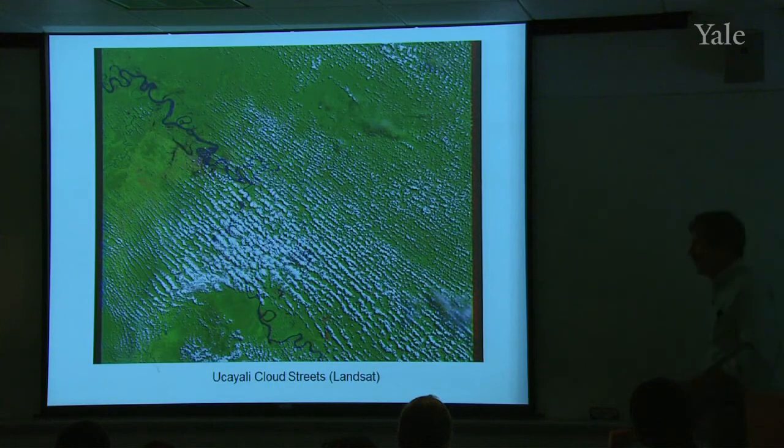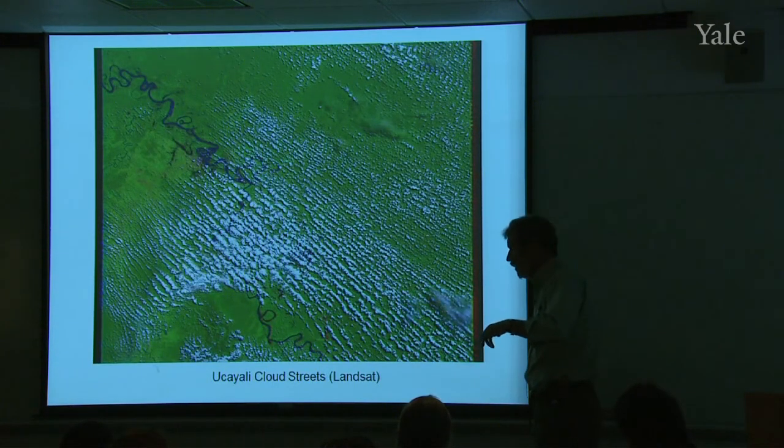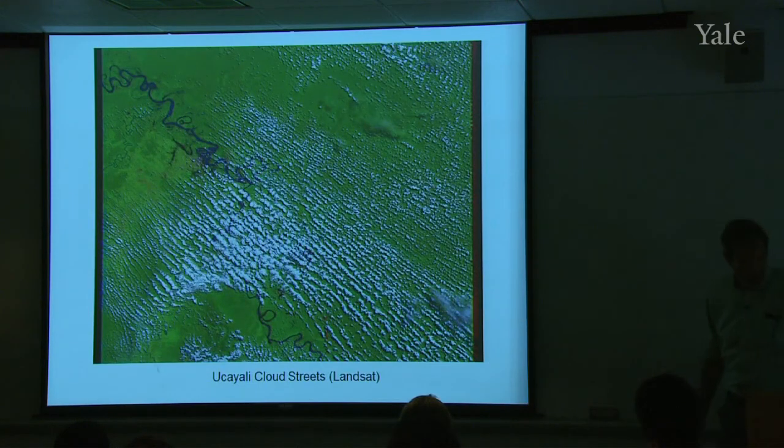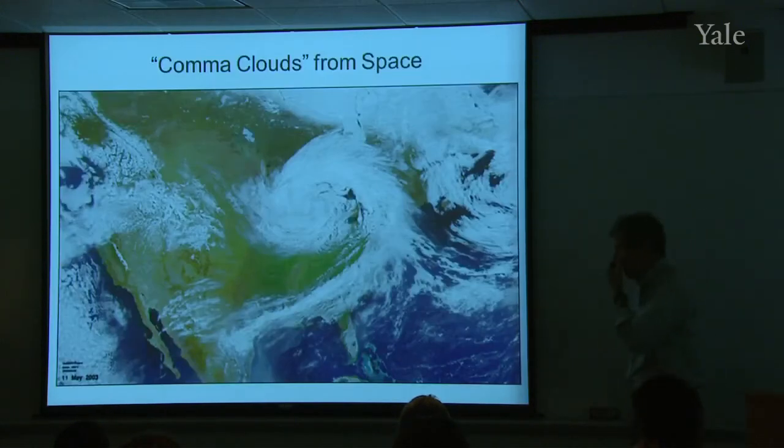This is hard to see sometimes from the ground because you may see a cloud over there and a cloud over there, but it's hard to make out this pattern because you're too close to it. Being up in a satellite, you get to see the whole pattern. And of course, that's really true for larger scale cloud patterns like this.